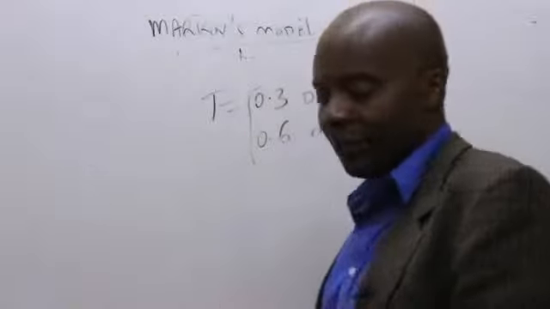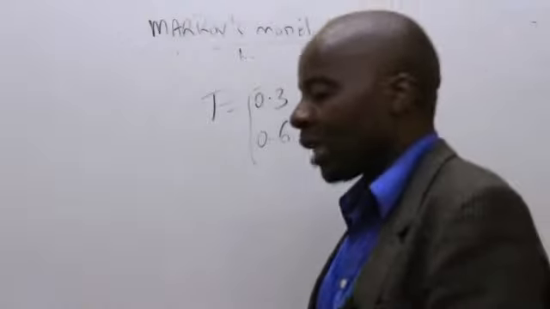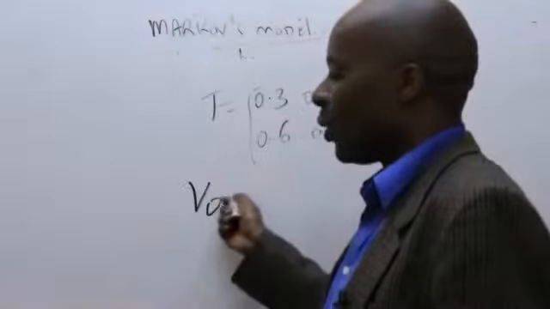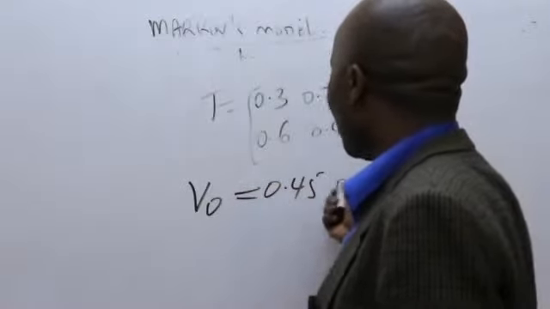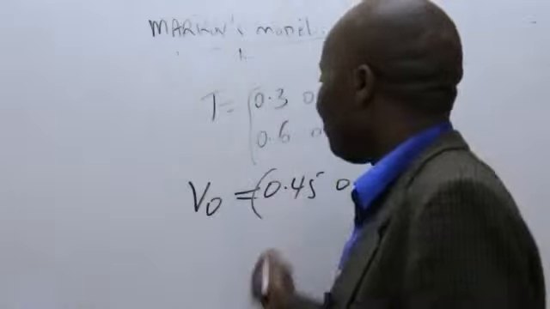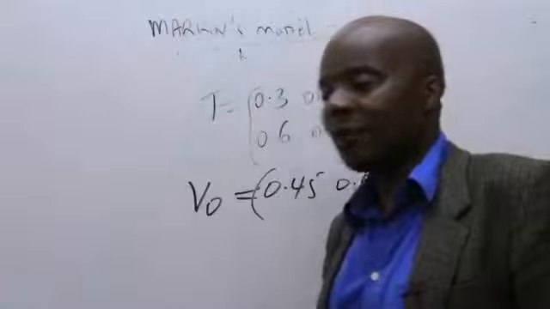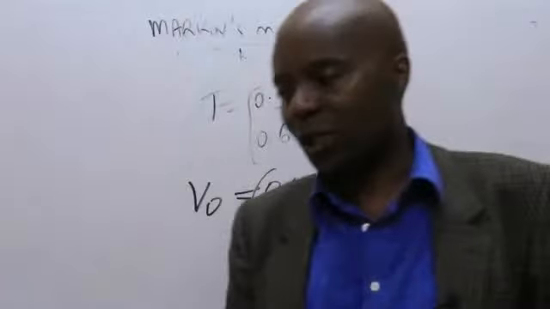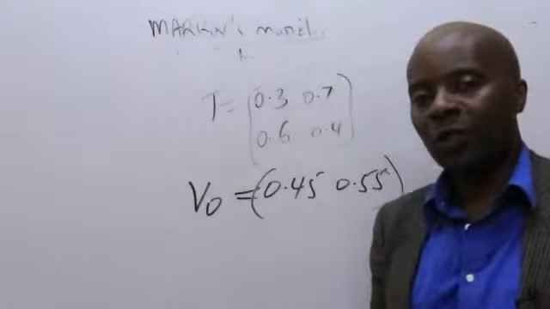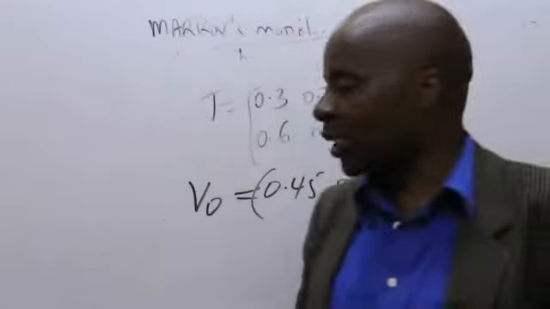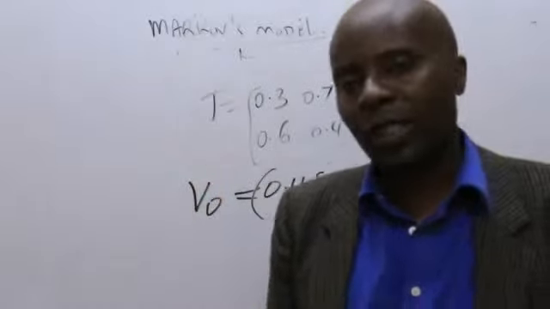And then, ladies and gentlemen, these guys have gone ahead to give me the initial vector, where they have told me that vector 0 is 0.45, and then we have 0.55. So remember, to us here, T stands for the transition matrix, and V0 stands for the initial vector.